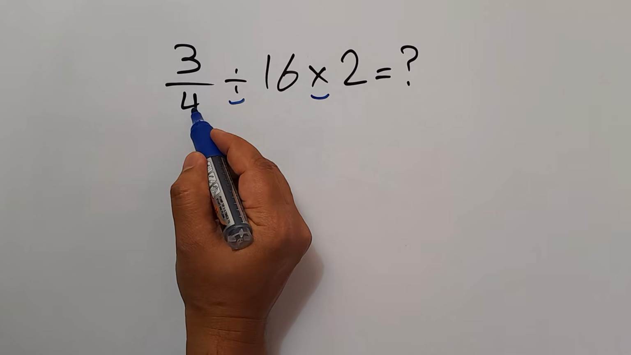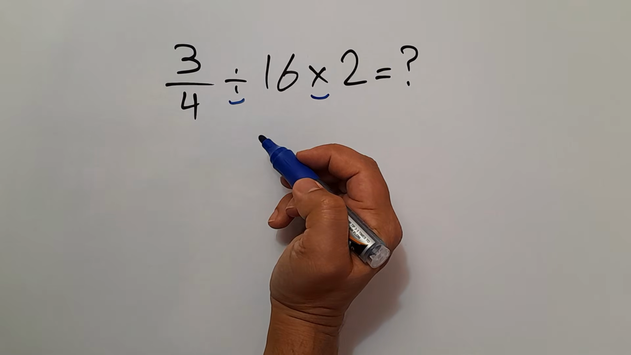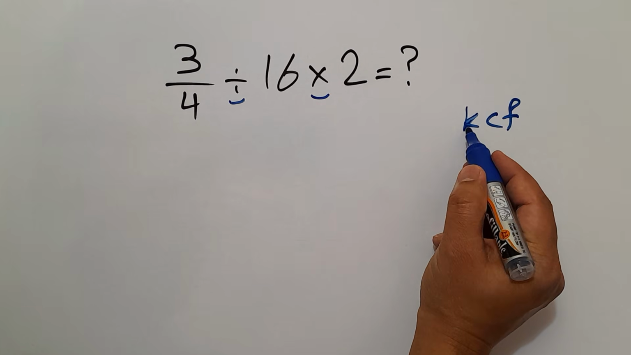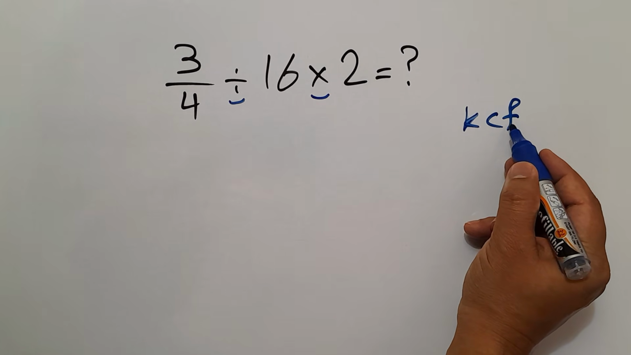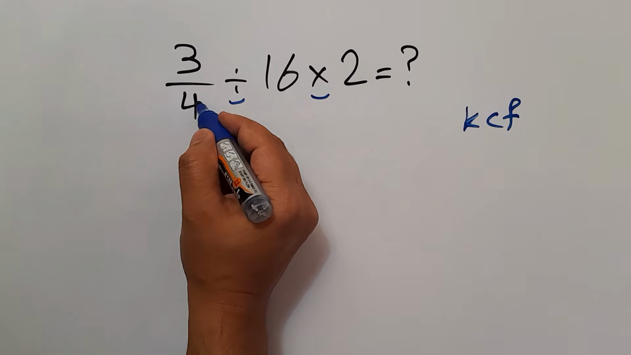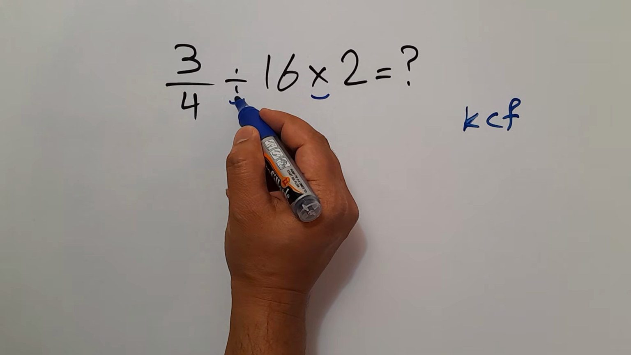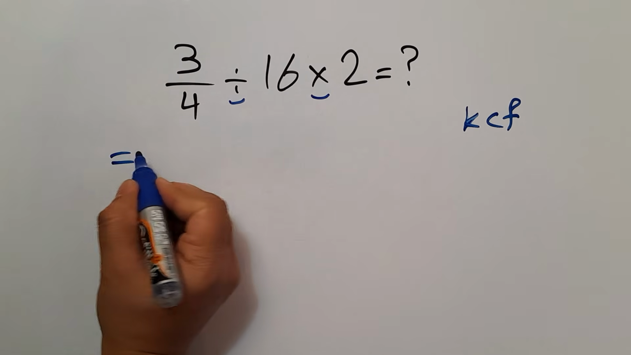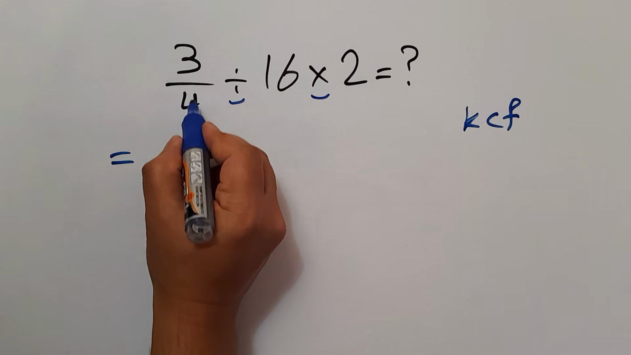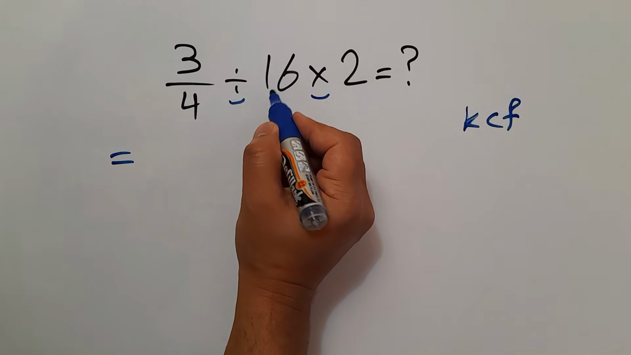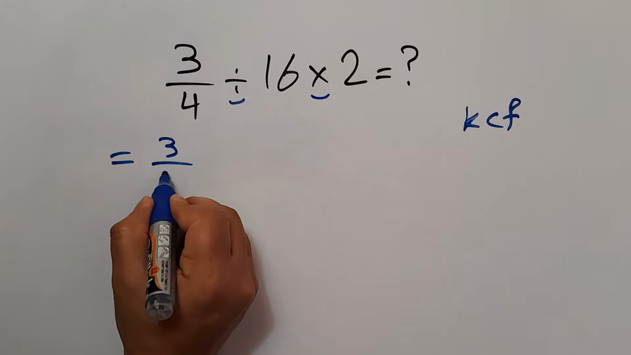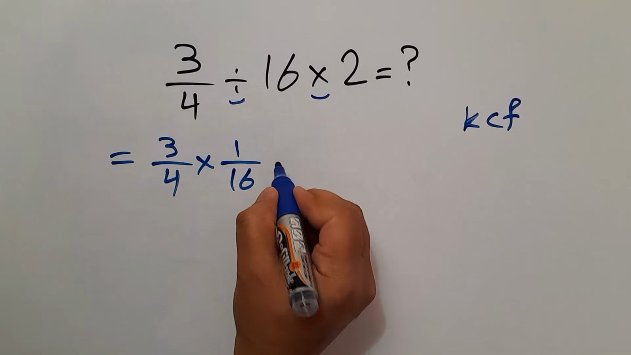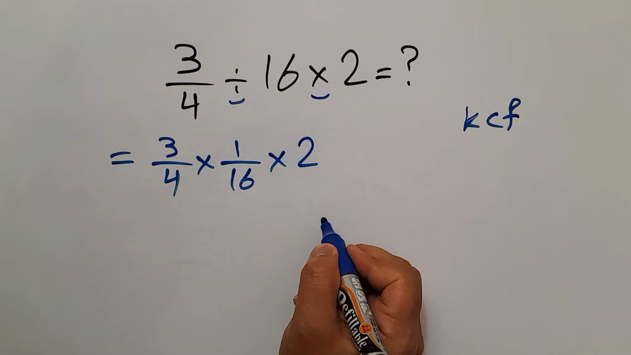3 over 4 divided by 16. According to the KCF rule, K stands for keep, C stands for change, and F stands for flip. Keep the first fraction, change division to multiplication, and flip the second fraction. Okay, so according to this rule, 3 over 4 divided by 16 can be written as 3 over 4 times 1 over 16, then times 2.